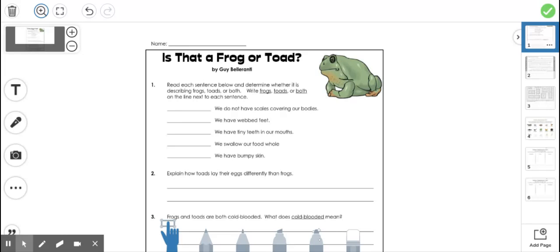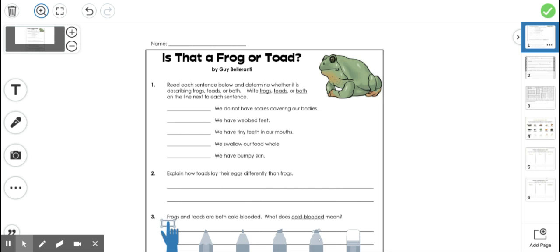The first one says, is that a frog or a toad? This is a follow-up to yesterday's assignment, where many of you said, what are we supposed to do? Yesterday you were just supposed to read it, and today you're answering some questions about it. Okay, so based on what you read yesterday, number one says you're going to write frogs, toads, or both.